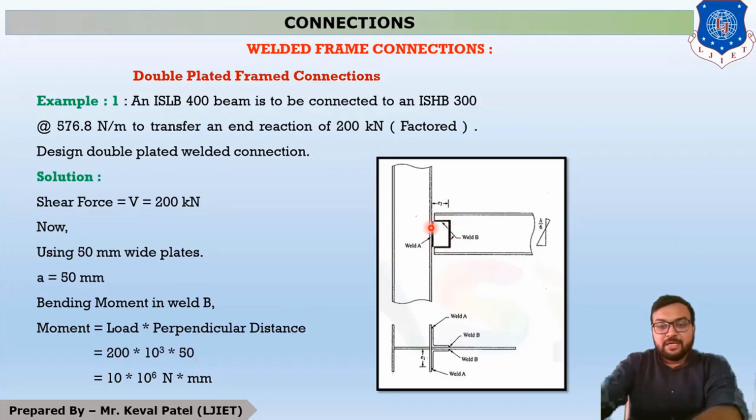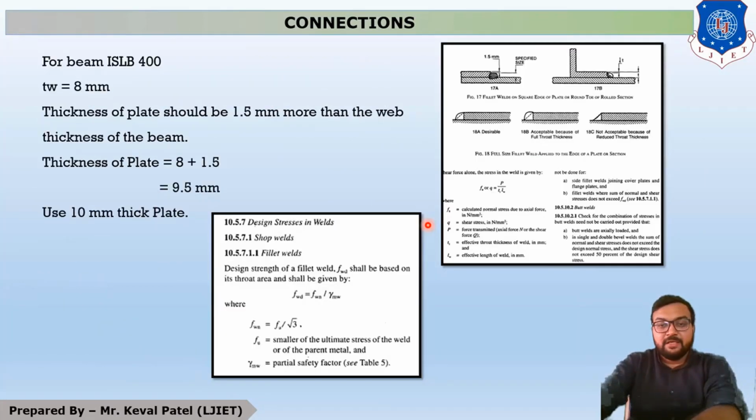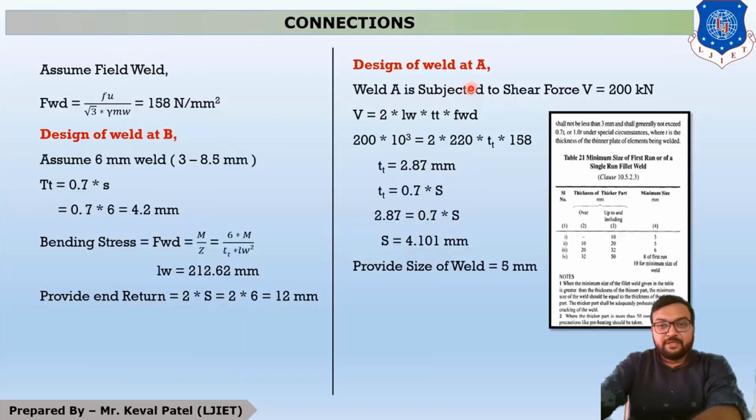Now this length of welding is done. Now the turn of welding at A, so welding at A is subjected to a shear force of 200 kilonewton. Now for shear force, our equation is LW into TT into FWD. This equation is given on page number 80. Now, why do we have to multiply it with 2? Because we have to provide welding on both the sides. So for both the sides our welding is provided, and we have to multiply it with 2.